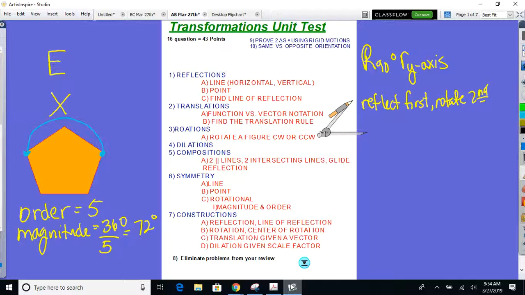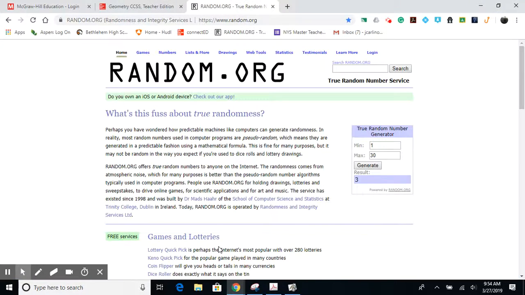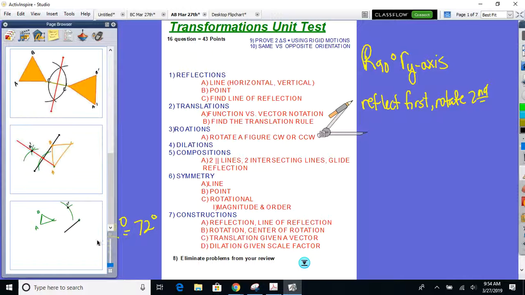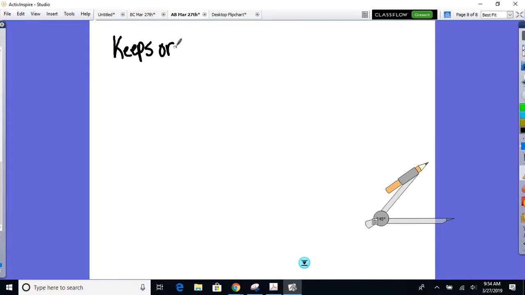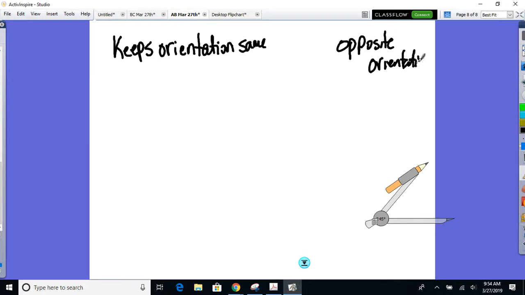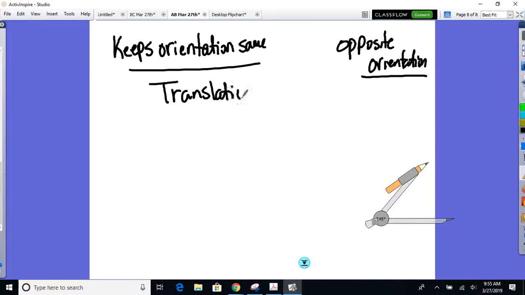And finally, same versus opposite orientation. Anybody want to give me a transformation that keeps orientation the same? Rigid motions in particular. I don't care if I'm spelling this right or not. And then a couple that do opposite orientation. What are ones that keep it the same? So if you go ABC in a clockwise direction, it will always be ABC in a clockwise direction. What are some I could do? Translation won't change the orientation. Are there any others? Rotation. And there's another one. Point reflections won't change it. If you reflect through the point, the orientation won't change.